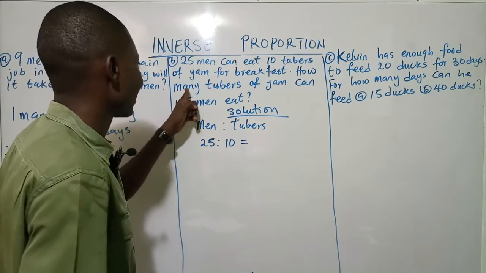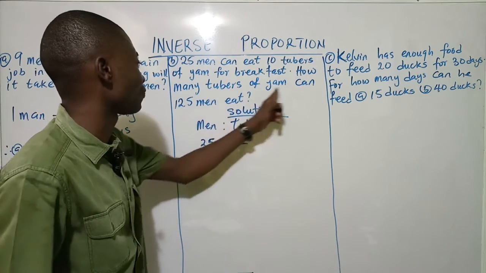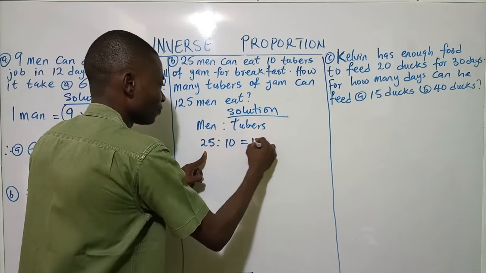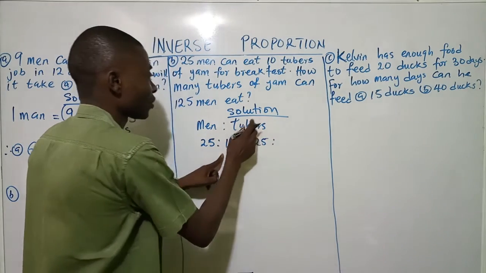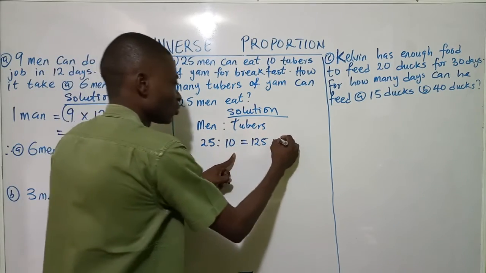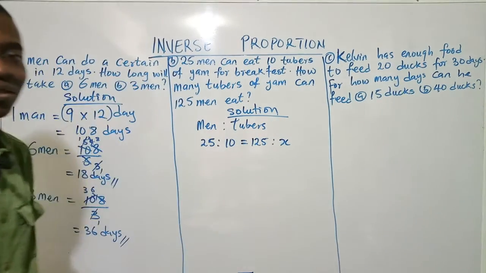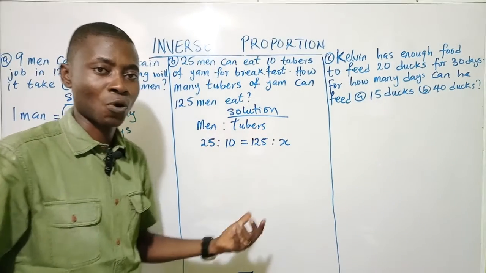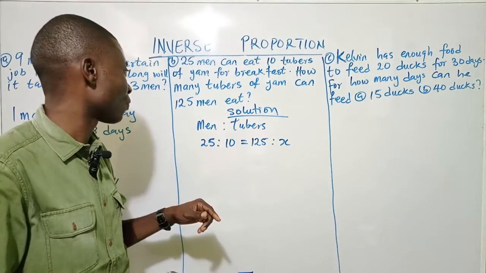Again, equating it now, how many tubers of yam can 125 men eat? So 125 ratio what? You are looking for the tubers of yam that 125 men will eat. We don't know that, so it is x. This is another way you can also solve questions under inverse proportion.